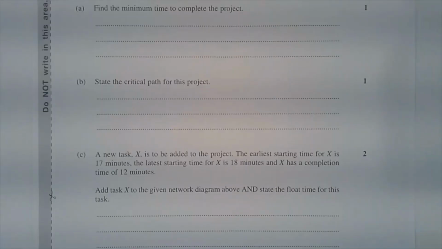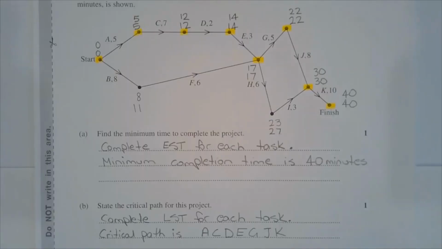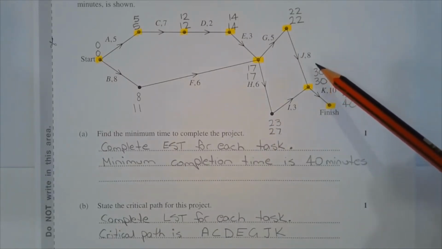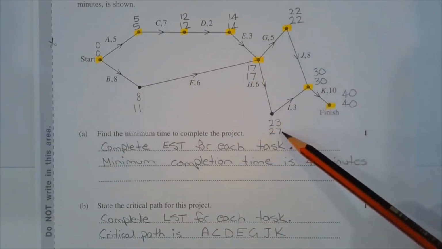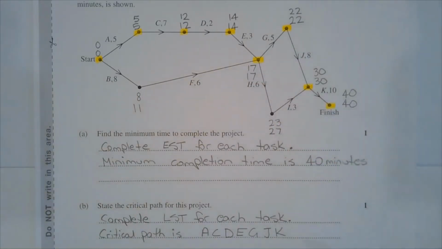Part B. State the critical path for this project. The critical path for this project may be found by completing the latest start time, or LST, for each task. Starting from the finish and working backwards, from the 40-minute mark, subtracting 10, we get 30. 30 minus 8 is 22. 30 minus 3 is 27. Now when there are two ways to get to a vertex, we write the lower of the two numbers. So it's the opposite of finding the EST for each task.